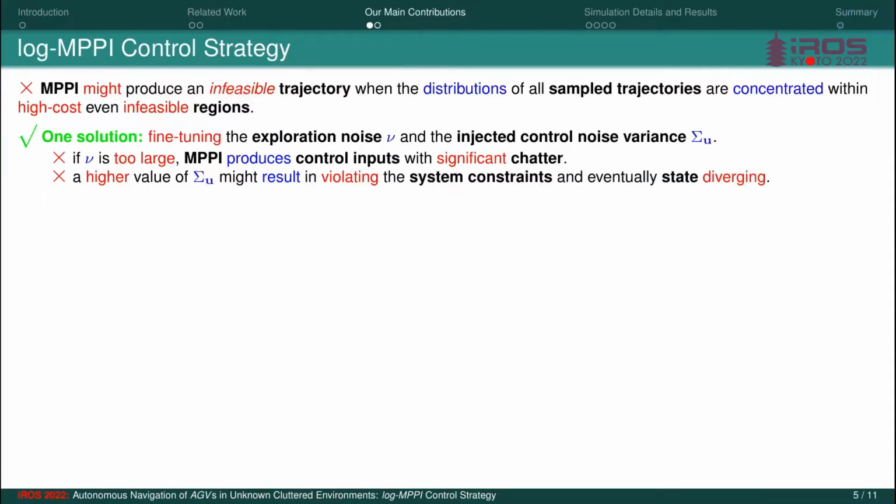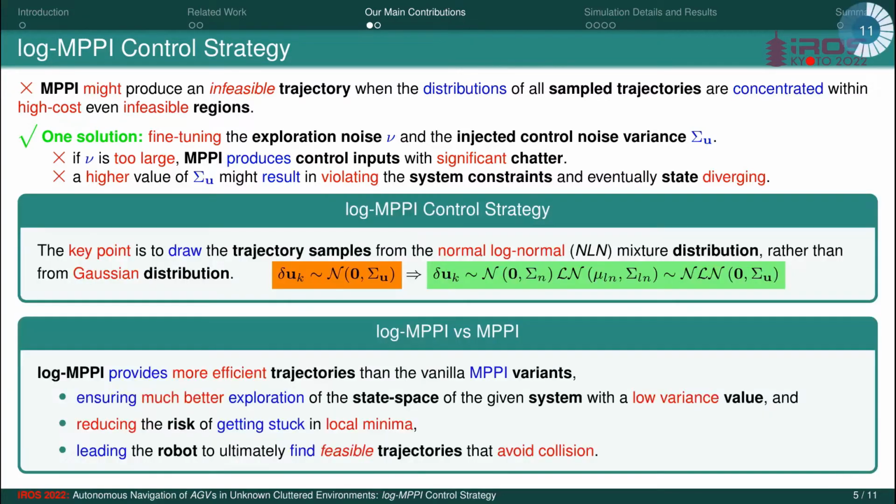In spite of the attractive features of MPPI, it might produce an infeasible trajectory when the distributions of all trajectories are located within high-cost regions. One solution could be adjusting nu and sigma. However, if nu is too large, the controller produces control inputs with significant chatter. Also, a higher value of sigma might result in violating the system constraints.